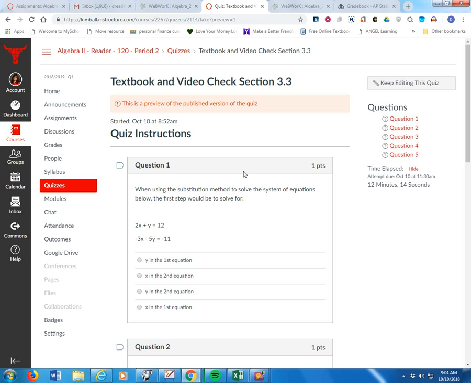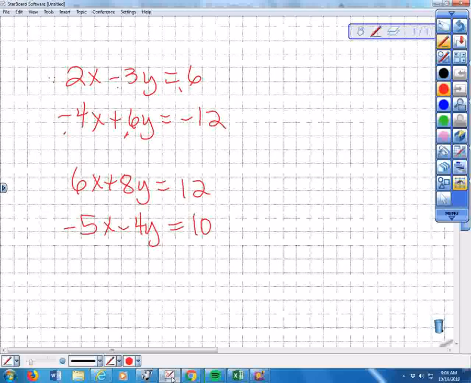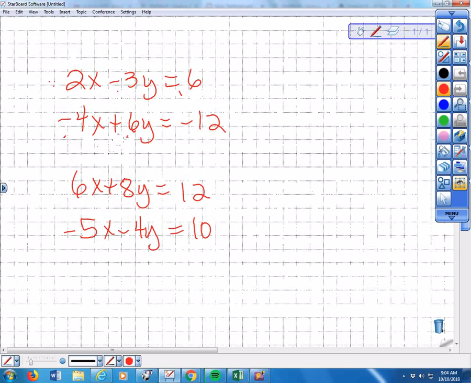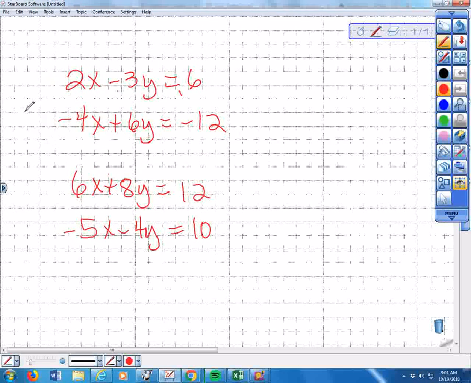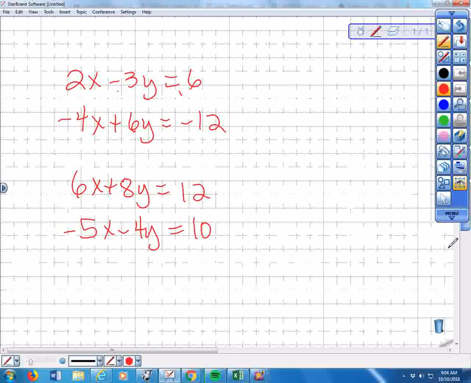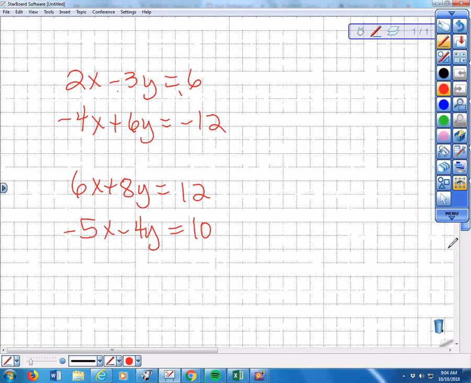Okay? All right, so before I jump into the textbook check, let's look at those equations we were looking at yesterday as an example. If I'm told on a test that you must use the elimination method, then you have to use the elimination method.